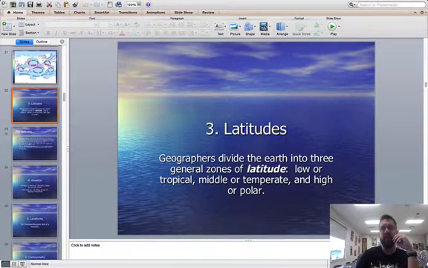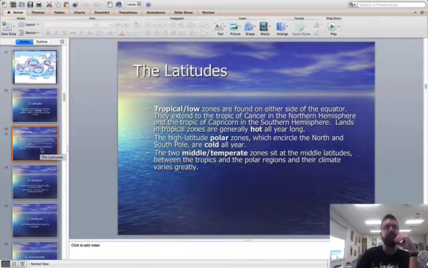So low latitude or tropical latitude. That's anything in between the equator and the Tropic of Cancer. If you're in the southern hemisphere, between the equator and Tropic of Capricorn. The middle or temperate zone, this is where we are, and this is where most of human population is. So this is everything that's in between the tropics and the polar regions. Then high latitude is your polar area. So most of human population is going to be in the mid-latitude area.